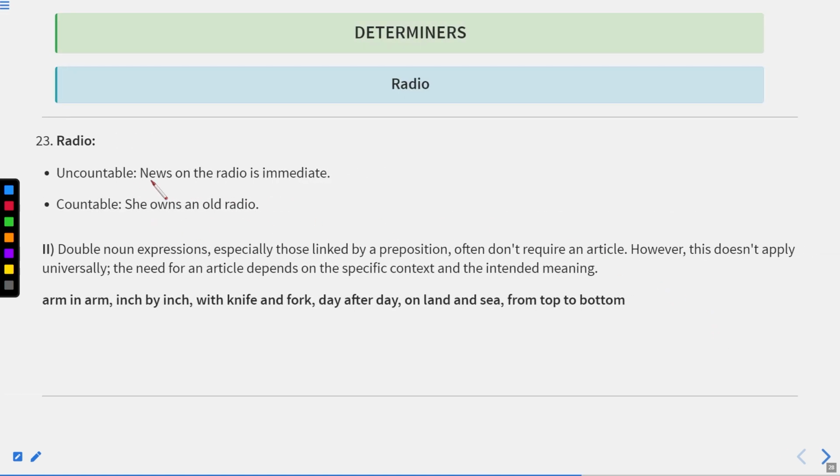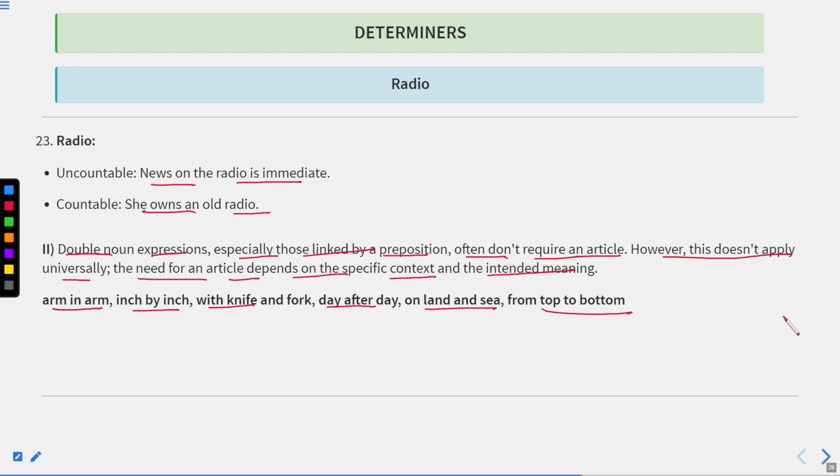Now radio, uncountable noun, news on the radio is immediate. Whereas countable, she owns an old radio. Double noun expressions, especially those linked by a preposition, often don't require an article. However, this doesn't apply universally. The need for an article depends on the specific context and intended meaning. For example, arm in arm, inch by inch, with knife and fork, day after day, on land and sea, top to bottom. These are several phrases in which we can use these prepositions. Okay? And these are double noun expressions.